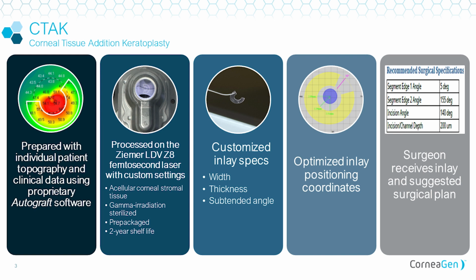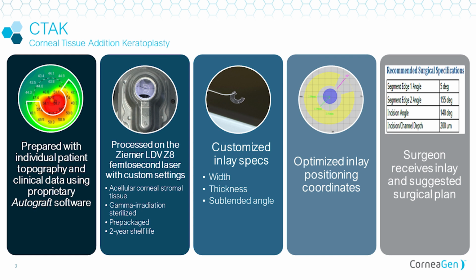CorneaGen processes the tissue using the Zemer Z8 laser. Zemer has done a lot of work in being able to customize the types of cuts that we make, and the quality of the cuts leads to a very smooth, clear, and reliable tissue. CorneaGen produces this tissue from standard eye bank derived tissues, but it is then rendered acellular and sterilized with gamma irradiation as packaged.